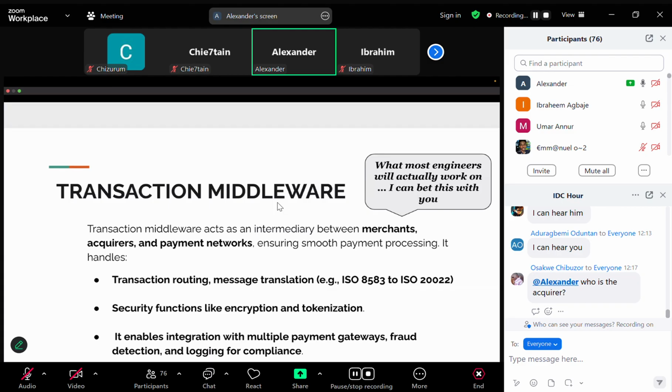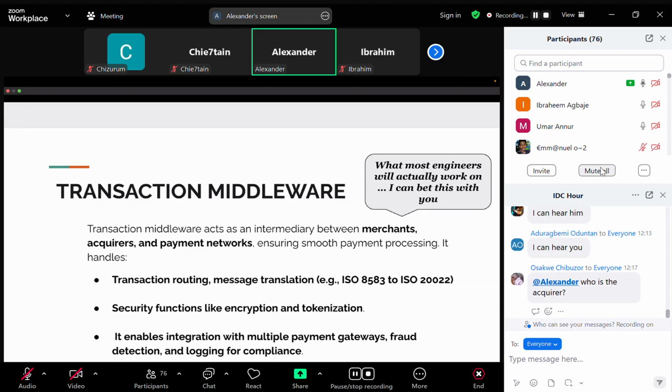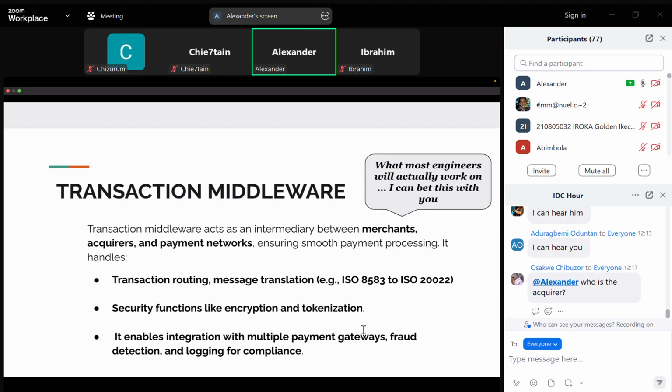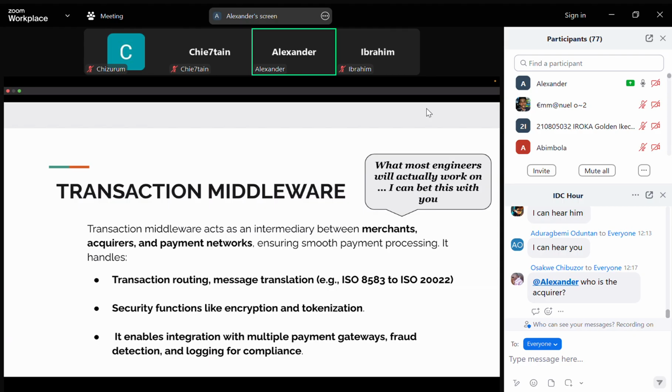These middlewares behave like a front-end processor in some ways too, because they help you to route your transactions and to translate messages like ISO 8583. You can translate to ISO 20022. You can translate back from 20022 to ISO 8583, right? Some of them help with security functions like encryption and tokenization. And then one of the major things that middlewares help with is the ability to integrate into multiple payment gateways, right?